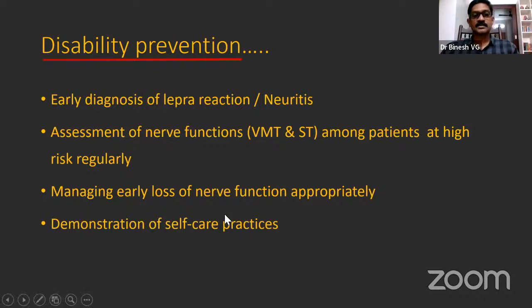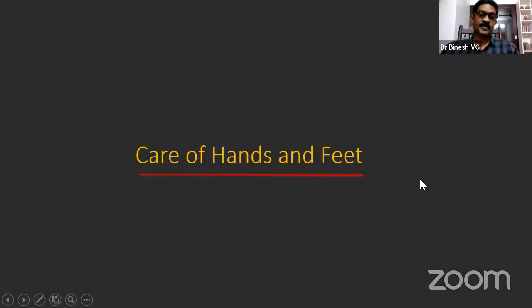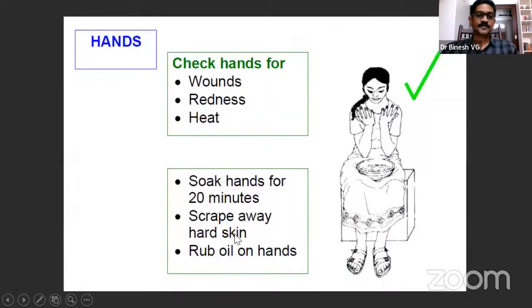And demonstration, this is one of the important things. We have to address the patient regarding some self-care practices. This I will tell you, what are those. And we have to give active and passive exercises for the paralyzed or weak muscles. Now this is about the self-care practices. This is very, very important. I'll be talking about the hands and feet and also the eyes.